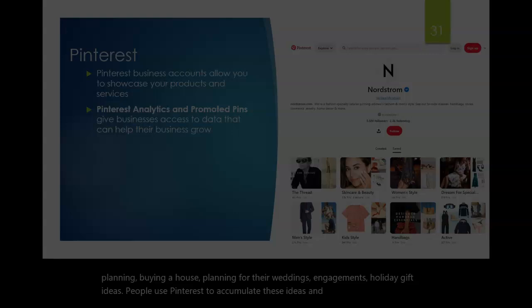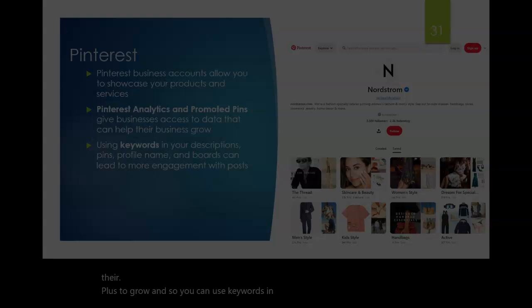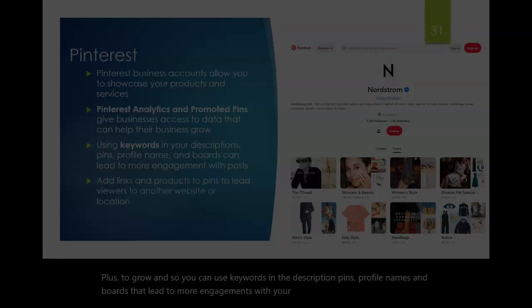And so Pinterest offers analytics and promoted pins, which give businesses access to data that can help their business to grow. And so you can use keywords in the description, pins, profile names, and boards that lead to more engagement with the post. And adding links and products to pins can lead the viewers to another website or location so that you will be able to direct the traffic from Pinterest or to Pinterest.